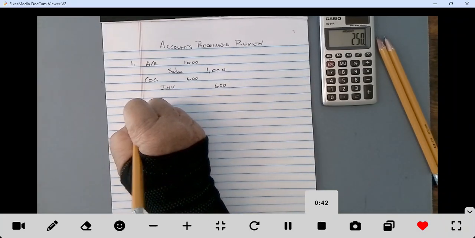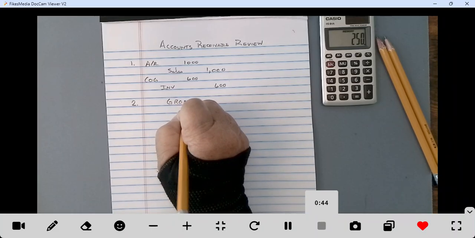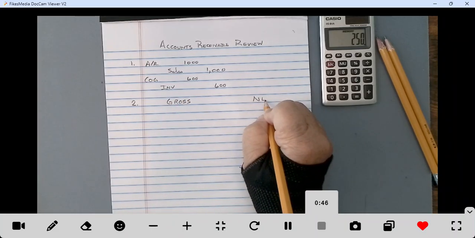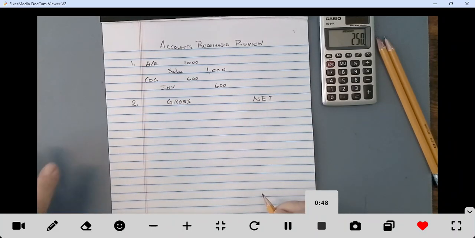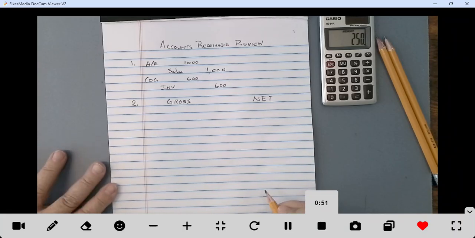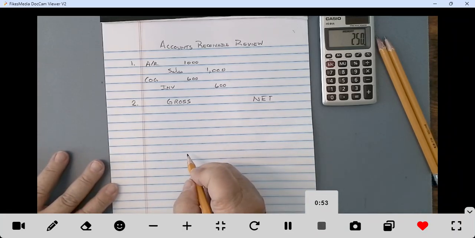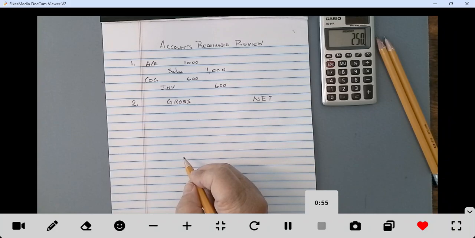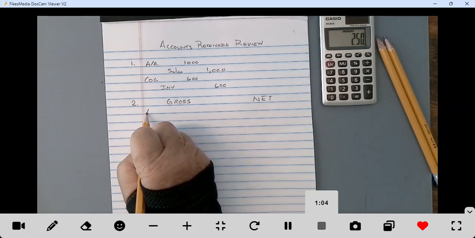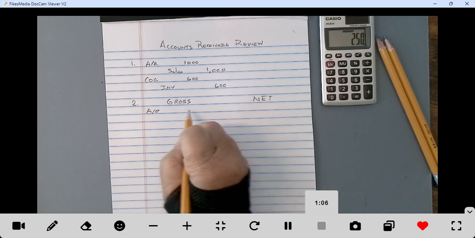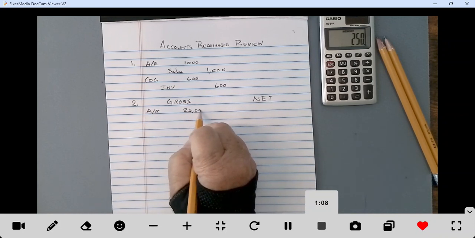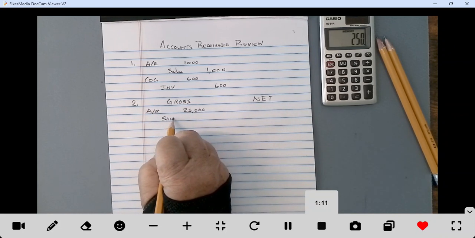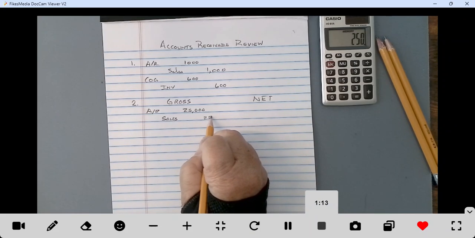Okay, item number 2, we have a gross and net methodology for posting sales discounts. So we have here a sale of 25,000 with terms 1-10, comma, net 30, all paid within terms. Okay, so I have accounts receivable 25,000, sales 25,000.